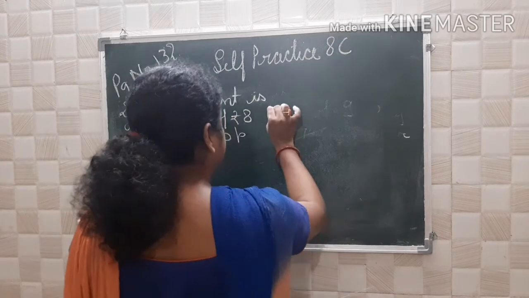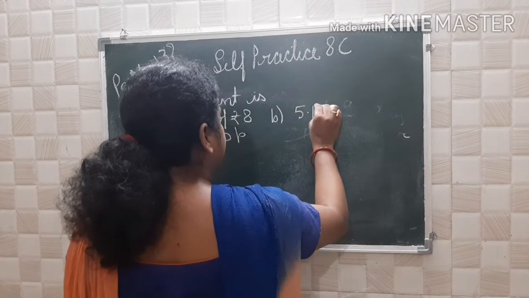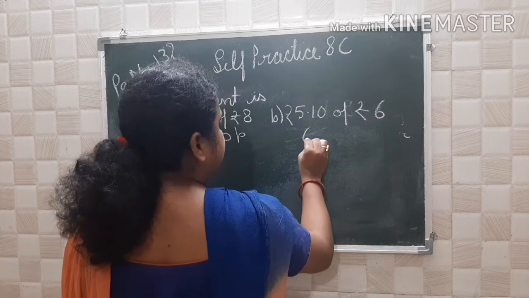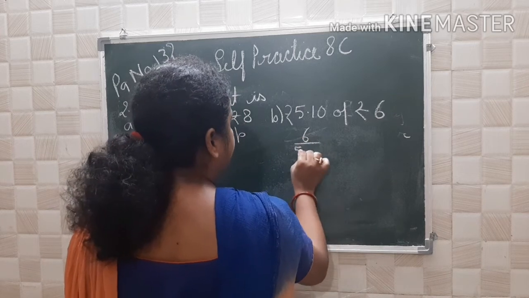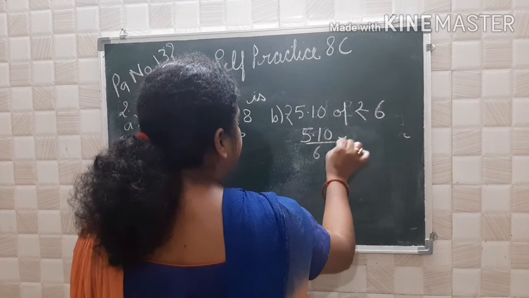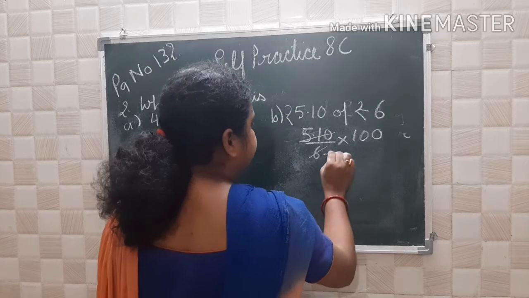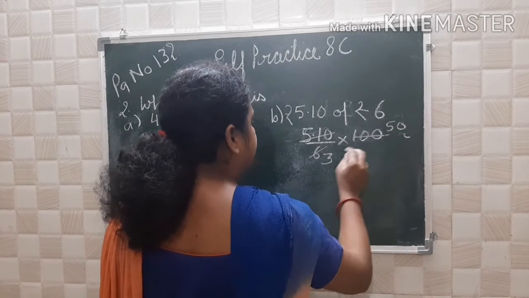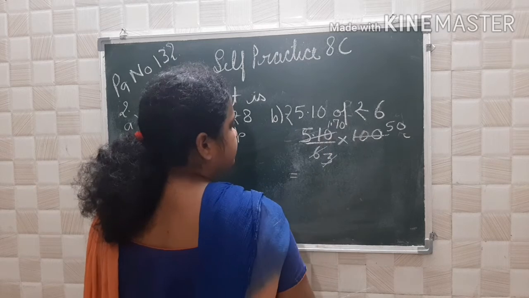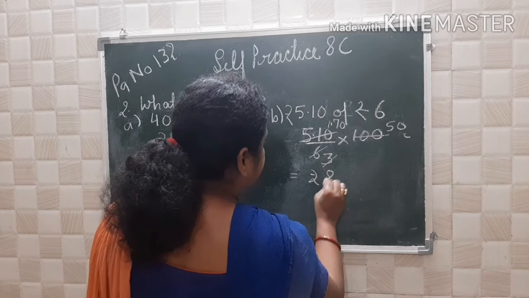B part. 5.10 of rupees 6. 5.10 upon 6 into 100. 6, 2 3s are, 2 50s are, 3 1s are 70. 17 5s are 85 rupees 85.